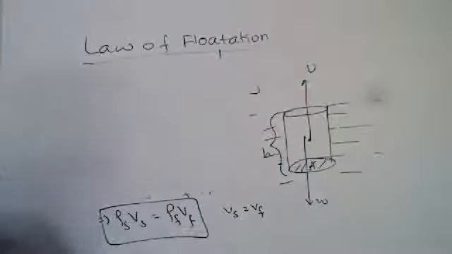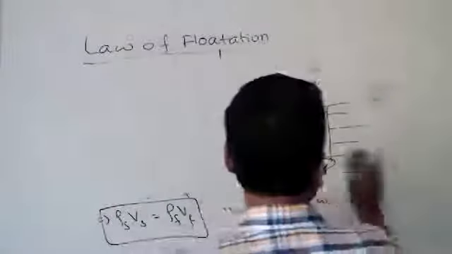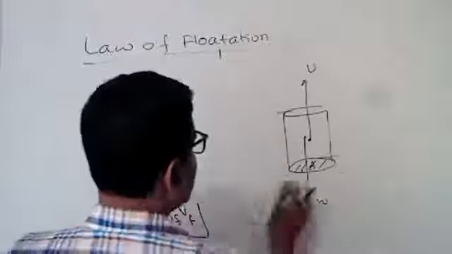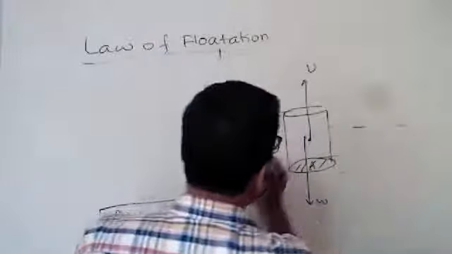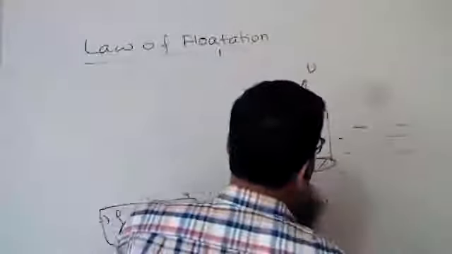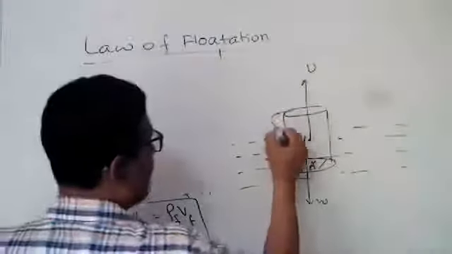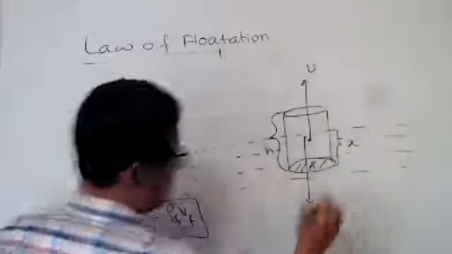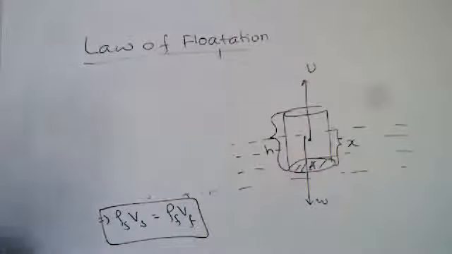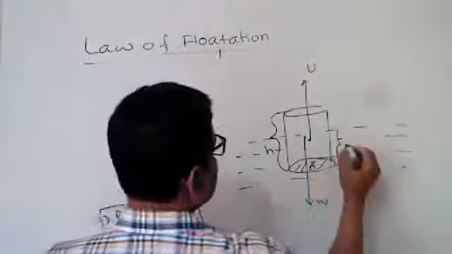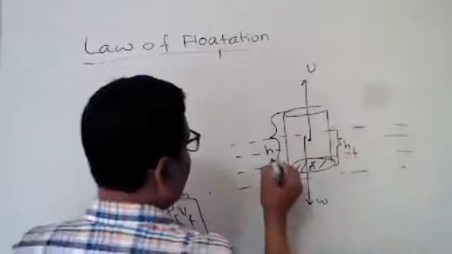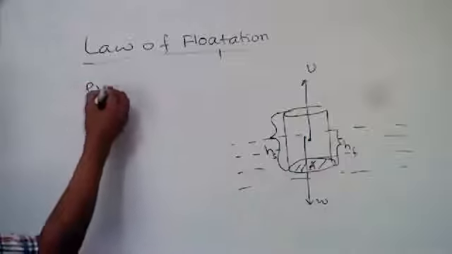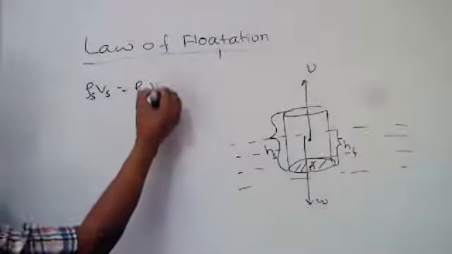Suppose this is the position of the object in the liquid, and the height is H, and the submerged part in the liquid is x, or HF, and this is HS, suppose. Now we know rho S VS equals rho F VF.